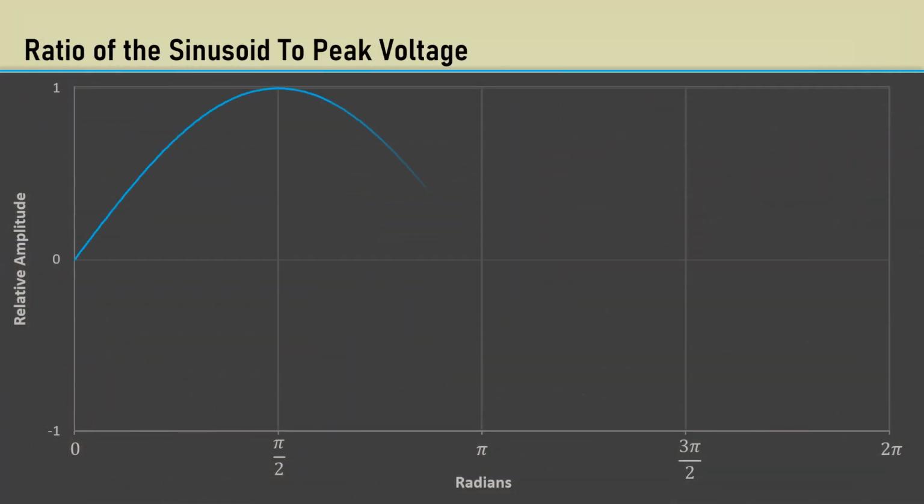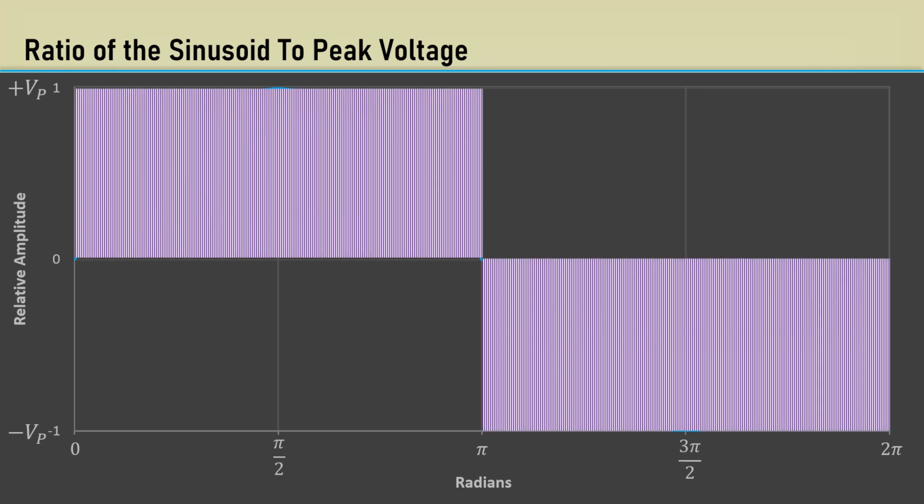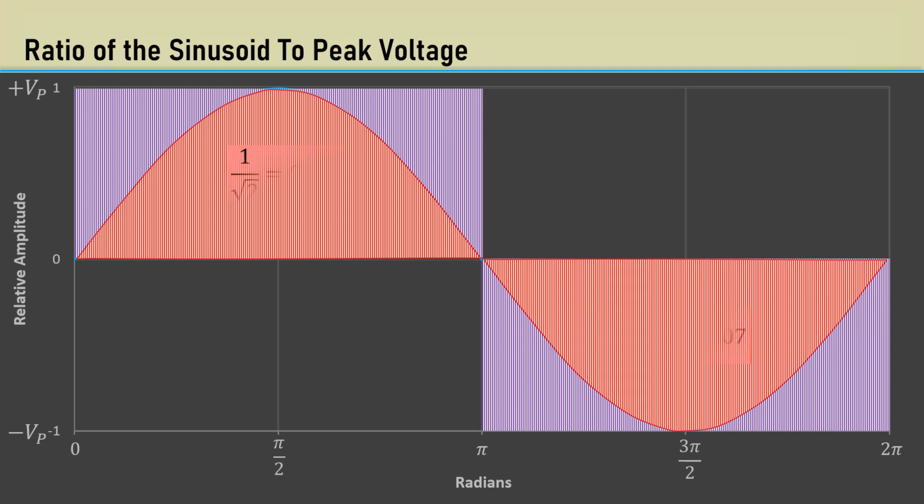Let's look at the relative area of the sinusoid to its peak value. It has a positive peak value and a negative peak value. Consider the positive peak voltage to be +1 and the negative peak voltage to be -1. Here's the area for the peak voltage, and here's the area for the sinusoid. The ratio of the sinusoid area to the peak voltage is 1 over the square root of 2, or 0.707. Now let's go derive it.